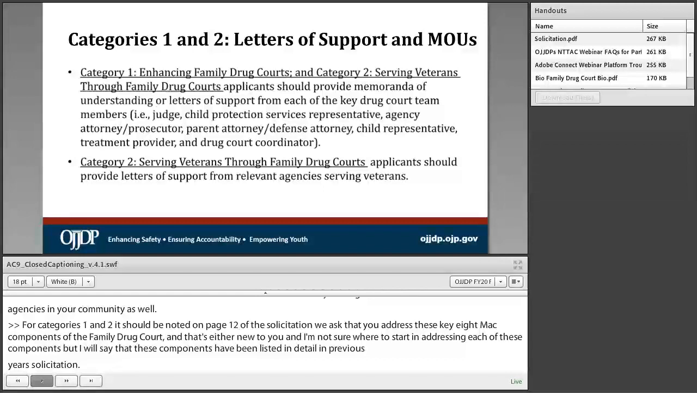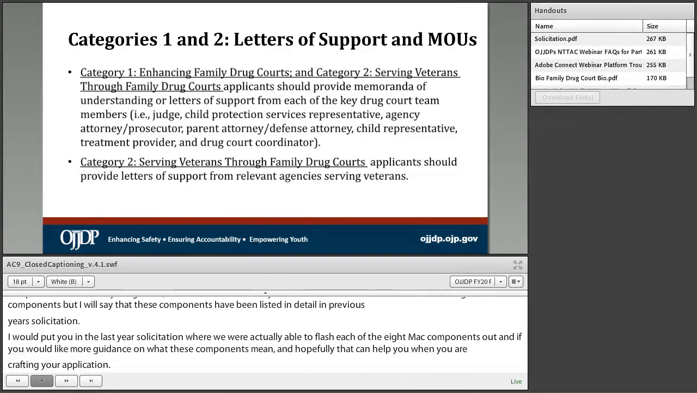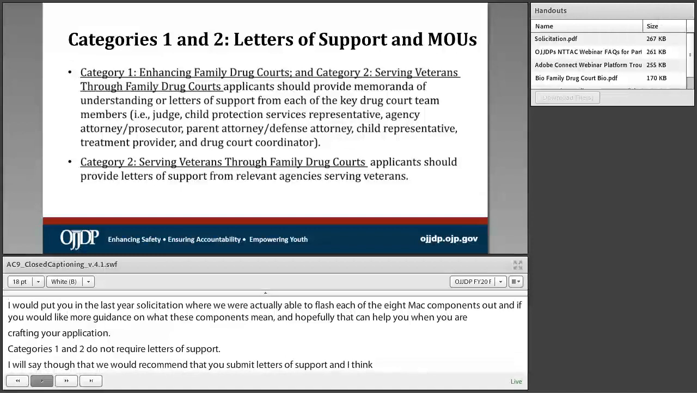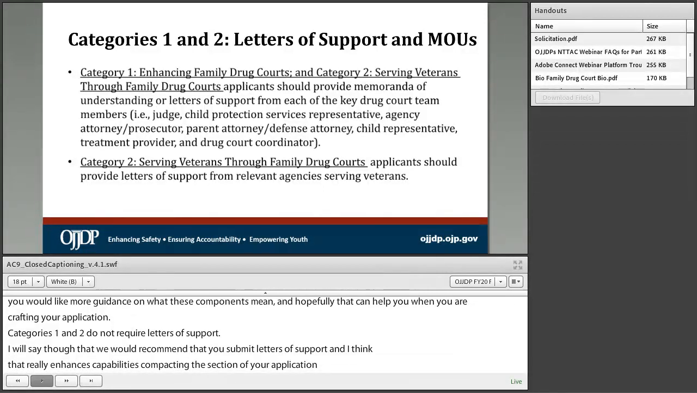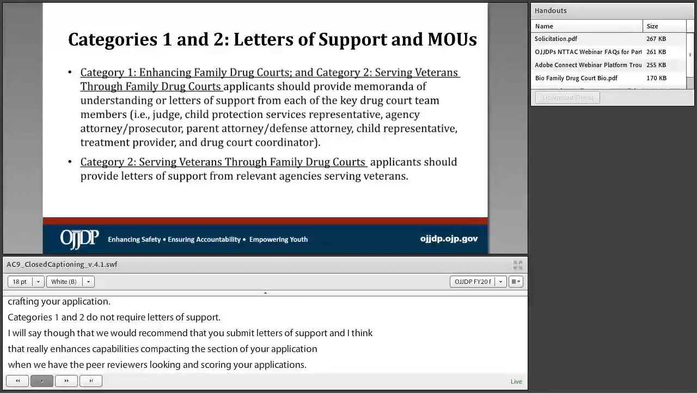Now, categories 1 and 2 don't require letters of support. I will say, though, that we would recommend that you submit letters of support. I think it really enhances the capabilities and capacity section of your application when we have peer reviewers looking at and scoring your applications. If you are going to be providing them, they should be from each of the key drug court team members, such as your judge, child welfare, attorneys, as well as treatment providers and your drug court coordinator.